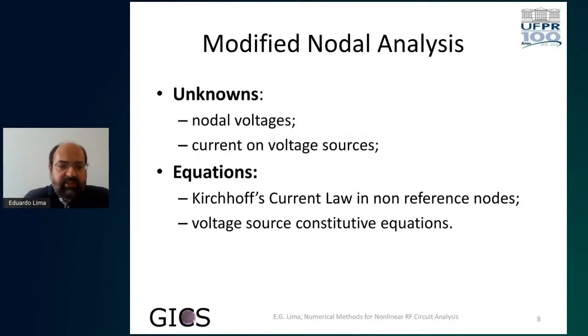To obtain the system of algebraic equations in which the number of unknowns is equal to the number of independent equations, the modified nodal analysis can be used. In the modified nodal analysis, the unknowns are nodal voltages and current on voltage sources. To obtain the system of independent equations, the Kirchhoff's current law is applied once in non-reference nodes, and the constitutive equation of voltage sources are also used.